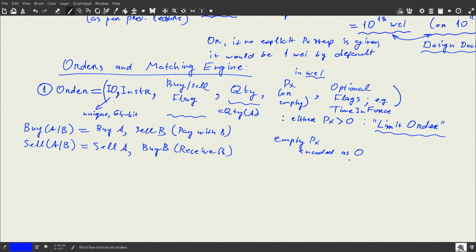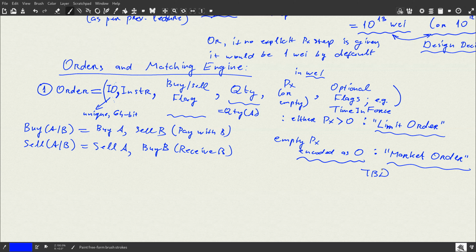But it doesn't mean 0. It is only encoded as 0. It means market order. For the moment, what the limit order and market order is remains undefined, but we will see it shortly. This is to be defined shortly. Let's just say that if the price exists, it is positive, and then it is expressed in wei.